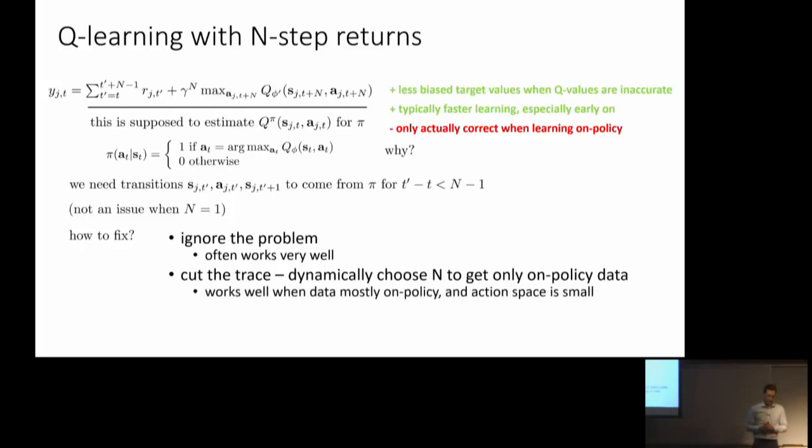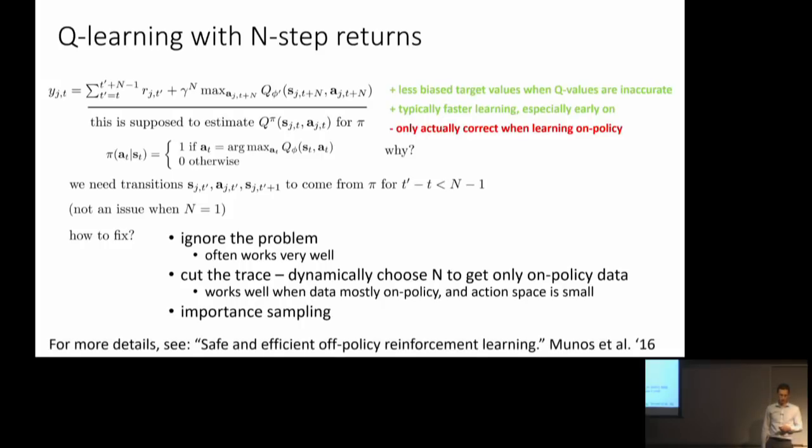All right, so it works well when the data is mostly on policy and the action space is small. So maybe you have a smaller replay buffer. Most of the data came from a policy that's close enough to this one anyway. And the action space is small, so the probability of randomly taking the right actions for multiple steps is not too low. Then this could actually work decently well. And then there are more complex solutions. For example, you could use importance sampling. You could do some combination of cutting the trace and importance sampling. So there's a variety of different fixes to this issue. And if you want to see a more in-depth discussion, check out this paper called Safe and Efficient Off-Policy Reinforcement Learning by Munos et al.